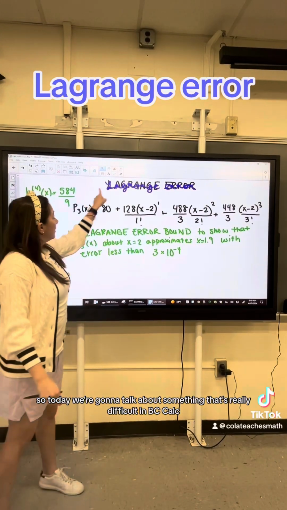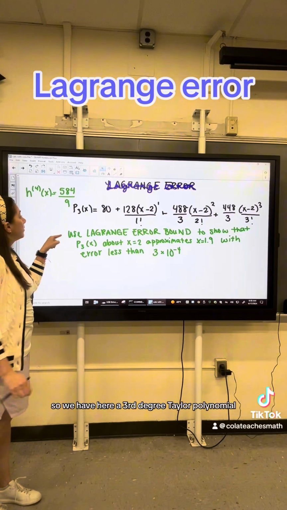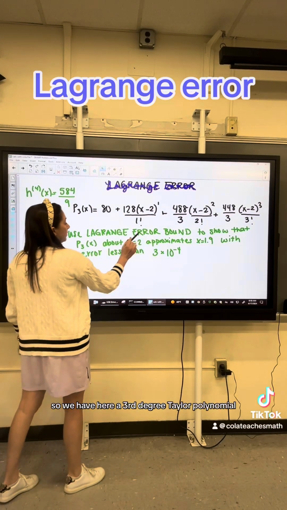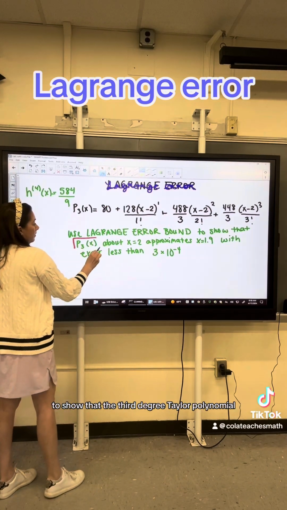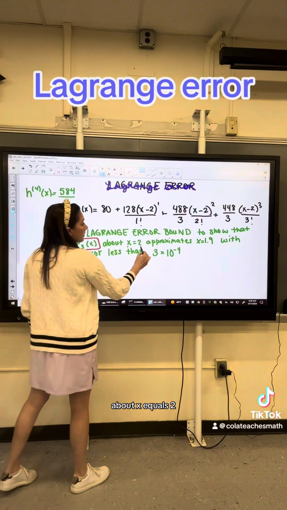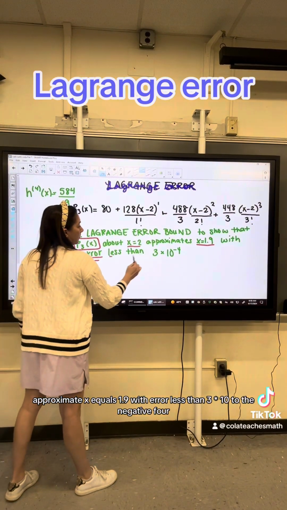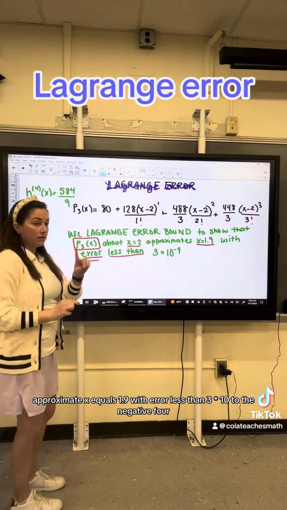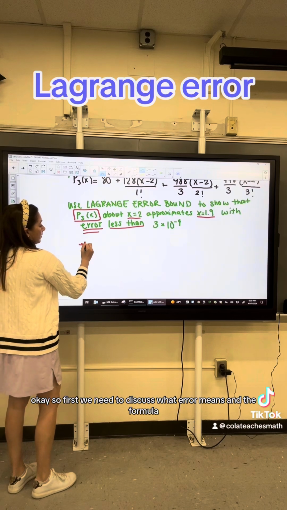So today we're going to talk about something that's really difficult in BC Calc called Lagrange error. We have here a third degree Taylor polynomial, and we're going to use Lagrange error bound to show that the third degree Taylor polynomial about x equals 2 approximates x equals 1.9 with error less than 3 times 10 to the negative 4. Okay, so first we need to discuss what error means and the formula.